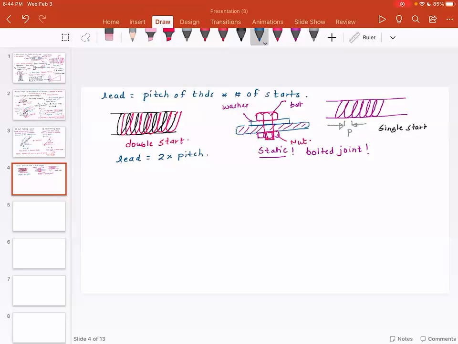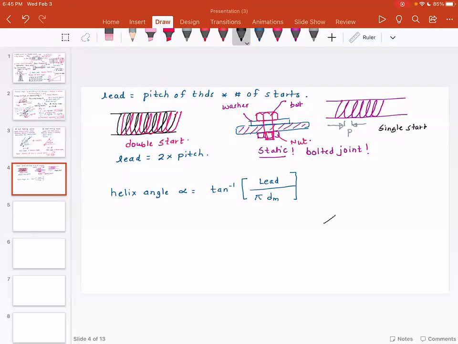So that gives me an expression for the helix angle. So how do I find out the helix angle? Helix angle alpha is given as tan inverse of lead divided by pi times the diameter of the screw. And I have to be careful here. I'm going to call this dm, because this is called the mean diameter.